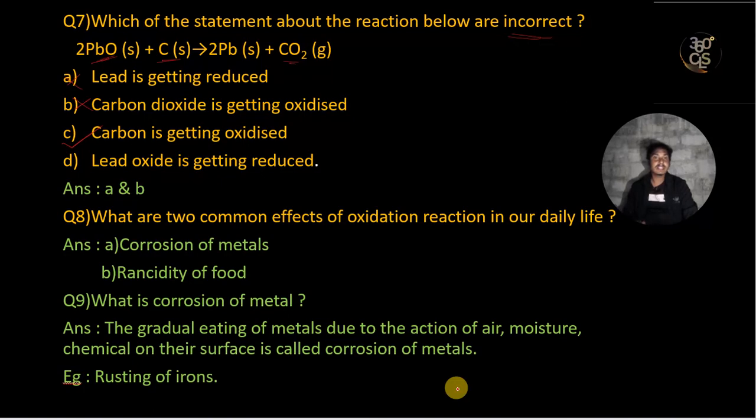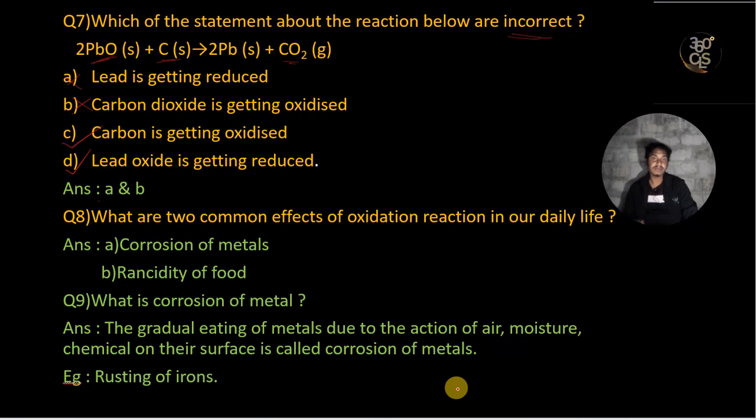Then lead oxide is getting what? Reduced. Yes, lead oxide is getting reduced. Okay, so removal of oxygen is called what? Reduction. So it is getting reduced. Okay, so this is also true. So these two are not true. These are incorrect. So A and B are our right answer.